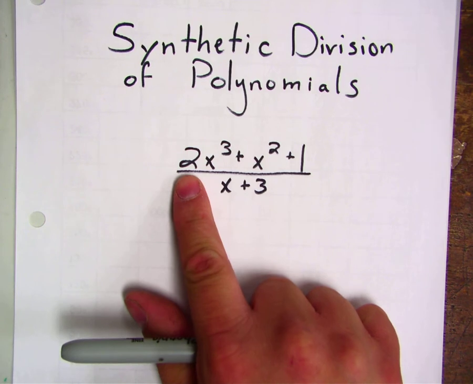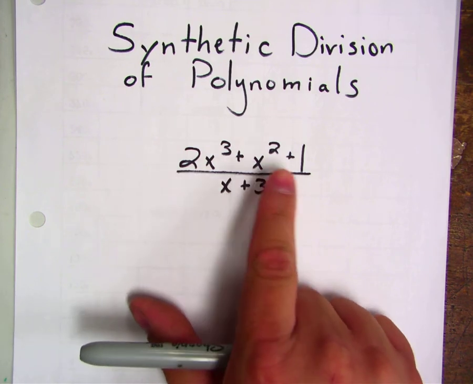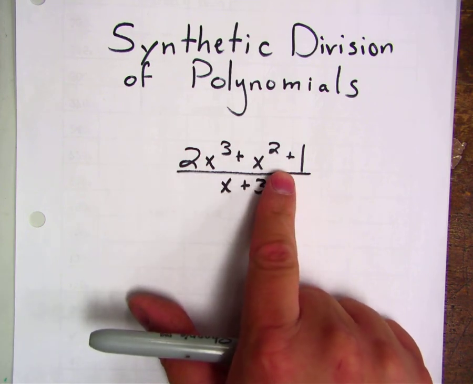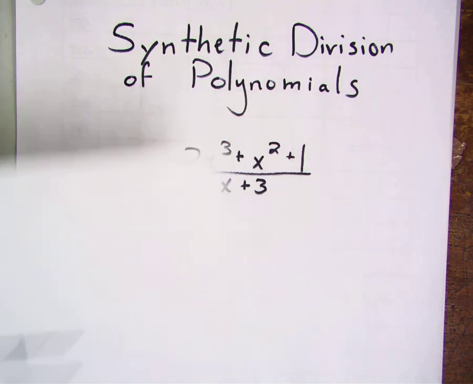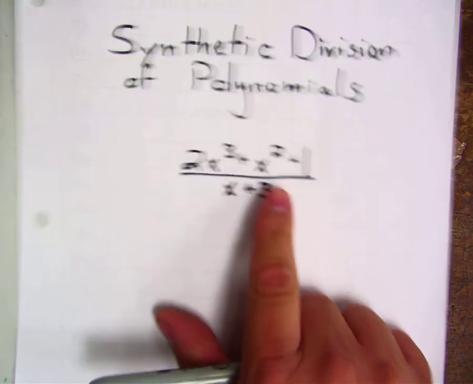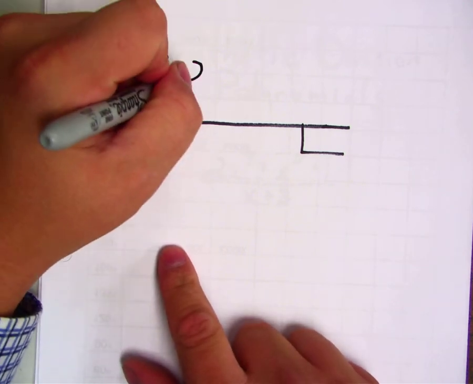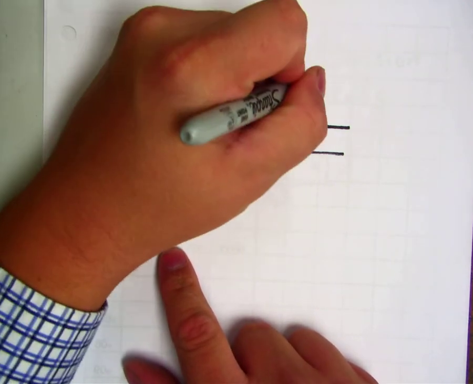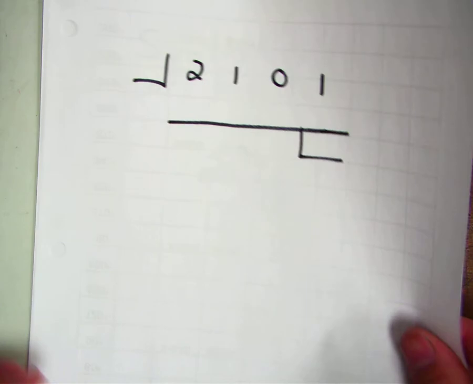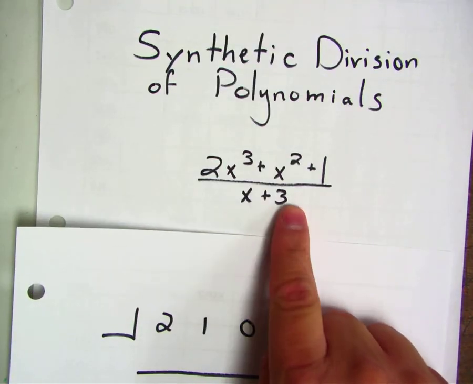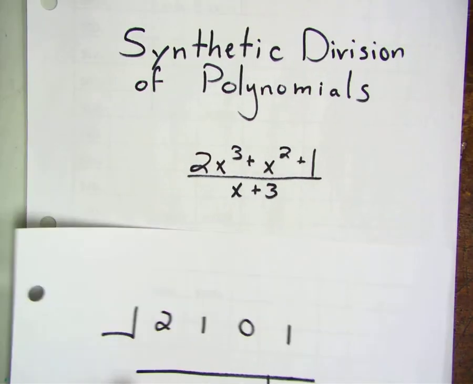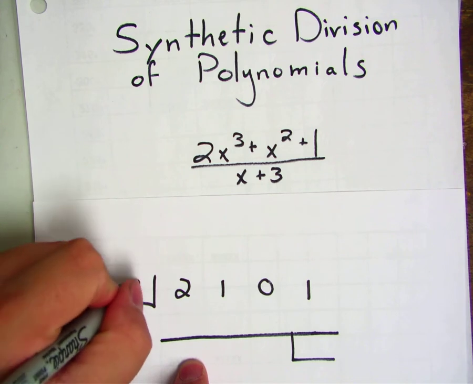So the first thing we're going to do is write down the coefficients of the terms. And because we have 0 x's, we're going to have to fill that in as a 0. So we're going to have 2, 1, 0, and 1 written as our coefficients. And those are going to go right here. And then our divisor, x plus 3, is going to be represented right here. And we're actually going to record that as a negative 3.